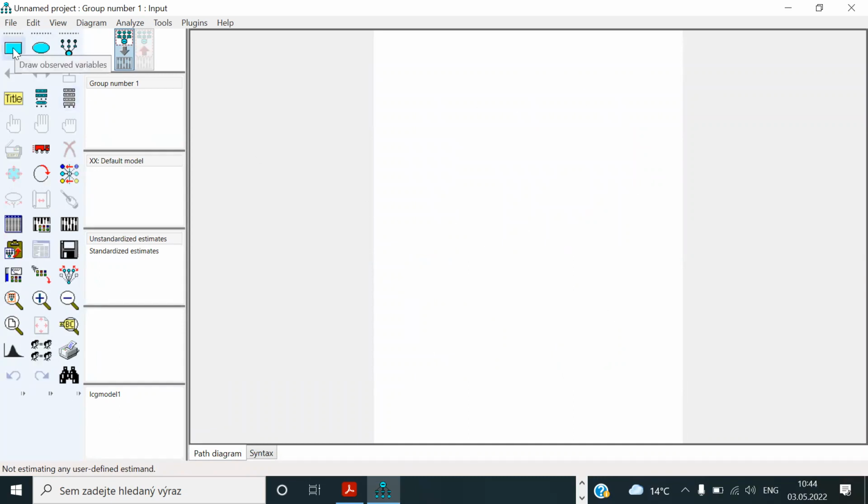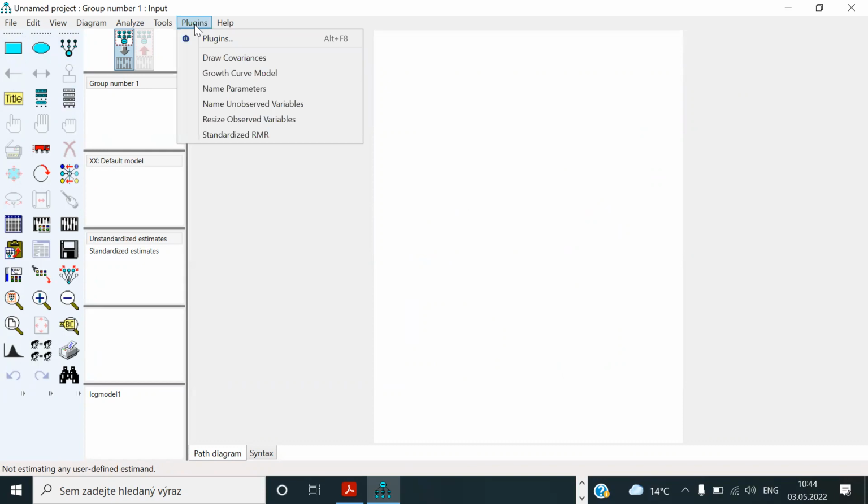So you can see here some basic shapes such as rectangles, ellipses, factor analytic models, etc. We can use these as well as one-headed and double-headed arrows, etc. But if you choose some special models, such as latent curve models, there are some useful plugins.